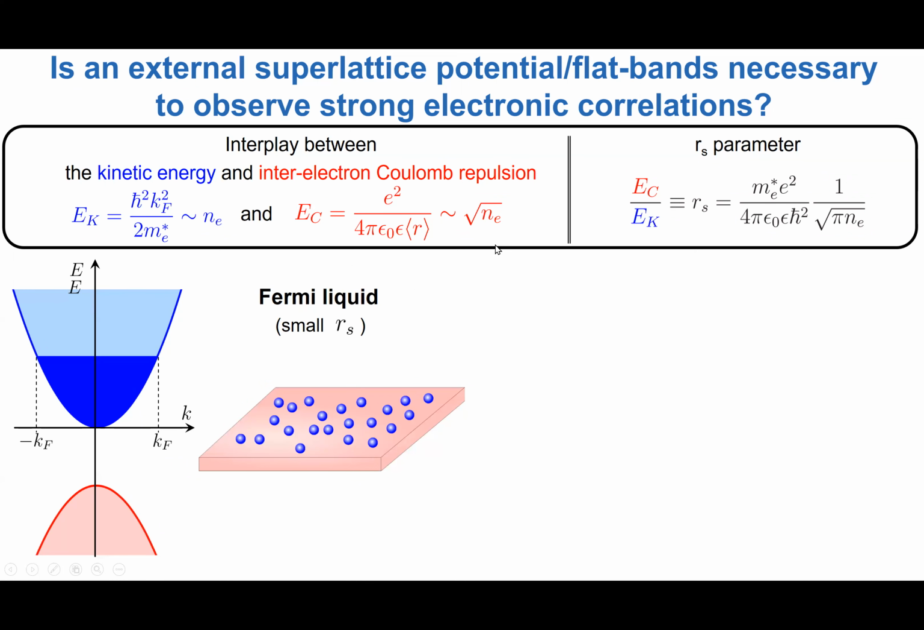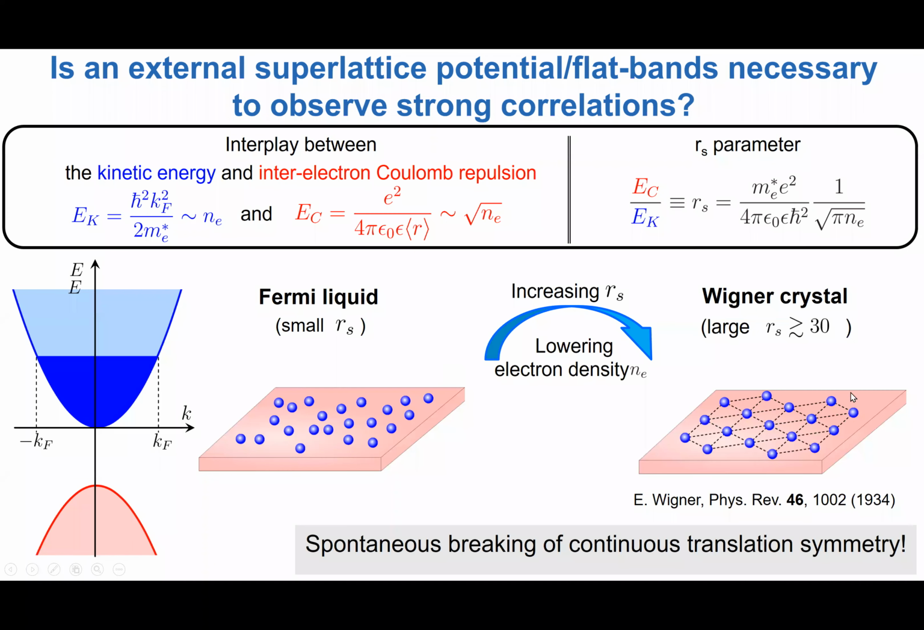Okay. Now, the counterintuitive part is that as you reduce the density, you increase the separation of the electrons, so you reduce the Coulomb interaction. But since you reduce the relevant kinetic energy more, you can actually go to a new state of matter, which was predicted by Eugene Wigner about 87 years ago.